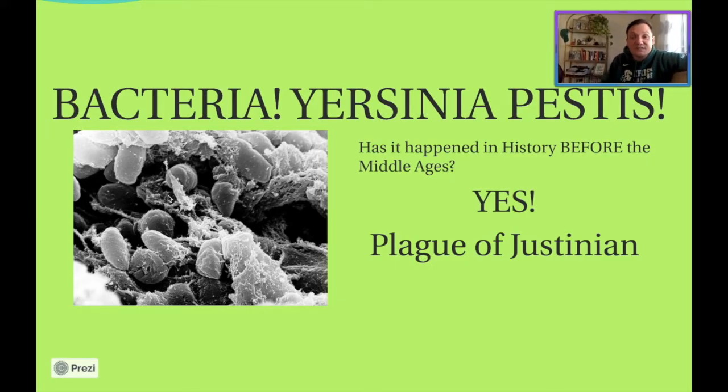So the Emperor Justinian was actually living at the time with his wife Theodora in the Byzantine Empire and stuff like that. Thank you for all the high fives. I appreciate it. Y'all see these little high five paws right here? Yes, talk about the plague.